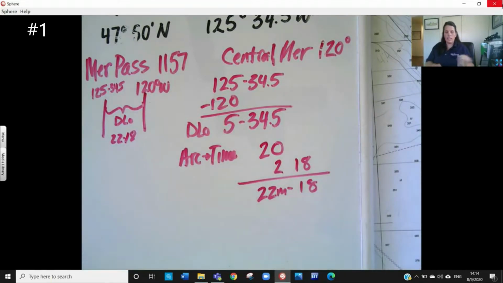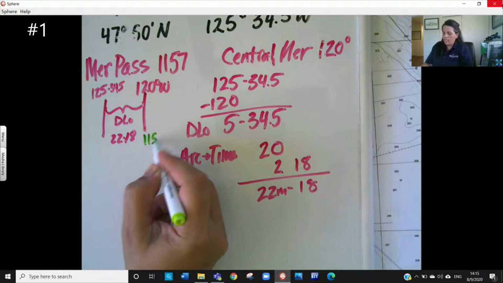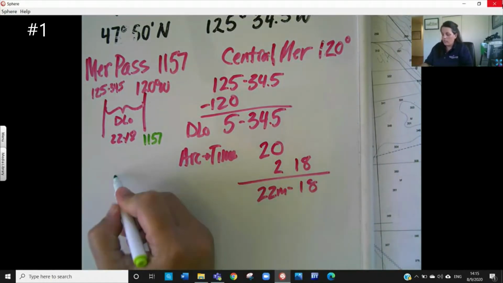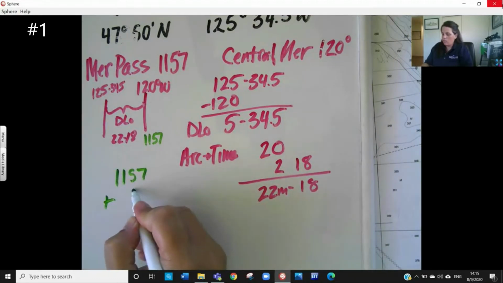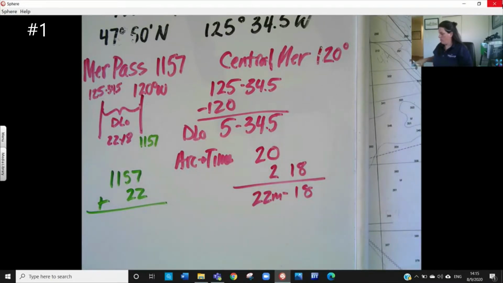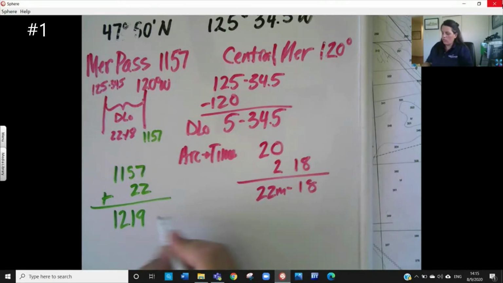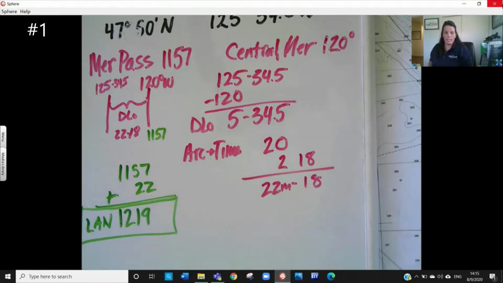So if the sun passed our central meridian at 11:57, when will it pass our meridian? Do we add or subtract? We're going to add. So 11:57 plus 22 gives us 12:19. So our LAN is going to happen at 12:19.